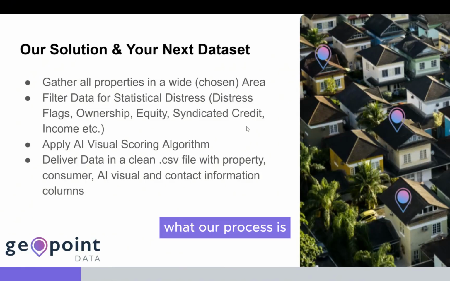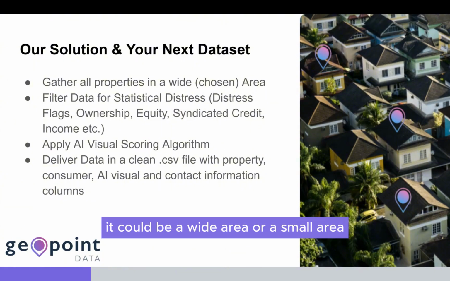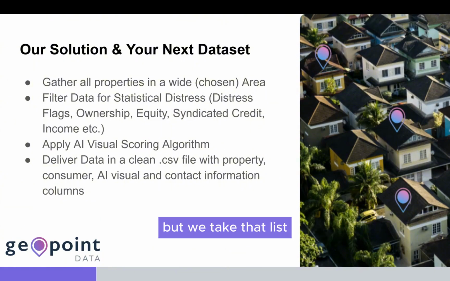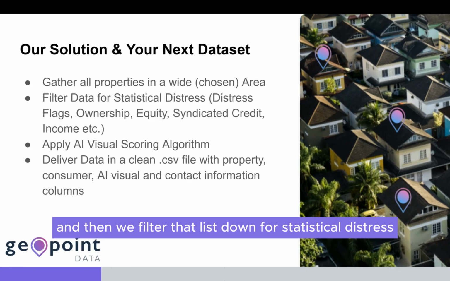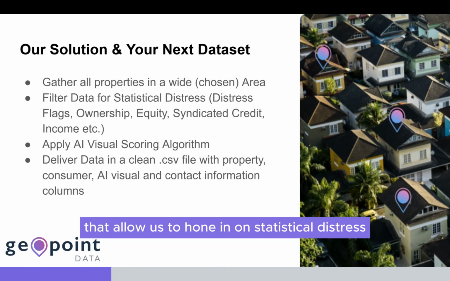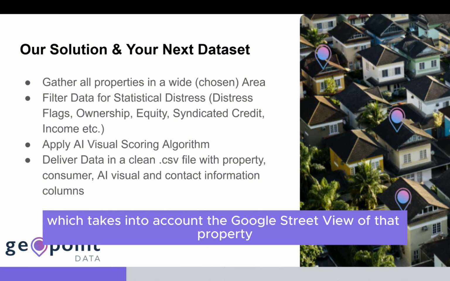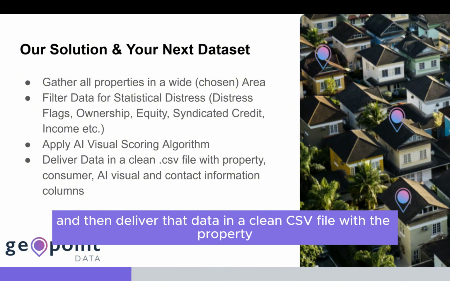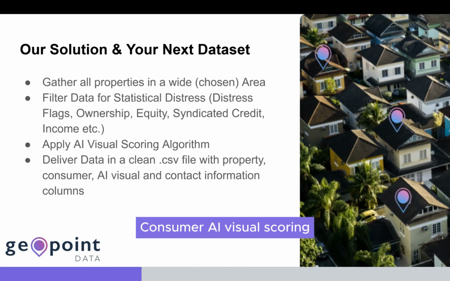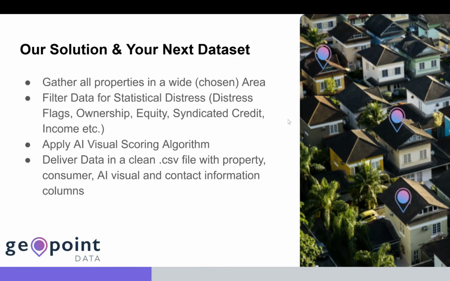Our process is, you work with our team to figure out what your area is. It could be a wide area or a small area, but we take that list and filter it down for statistical distress using proprietary distress flags that allow us to hone in on statistical distress. Once we have that list, we apply an AI visual scoring algorithm, which takes into account the Google Street View of that property, and then deliver that data in a clean CSV file with the property, consumer, AI visual scoring, and contact information columns required to make your prospecting as easy as possible.